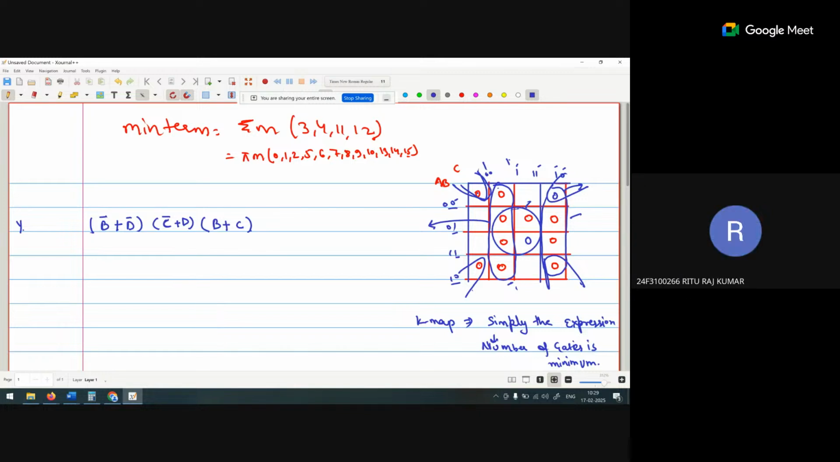Sir, my doubt is, suppose we can't find the perfect group and we create four groups. Yes, that is okay. If, basically, for example, you say that if this zero is not there.